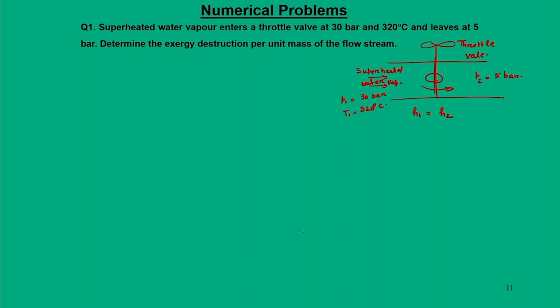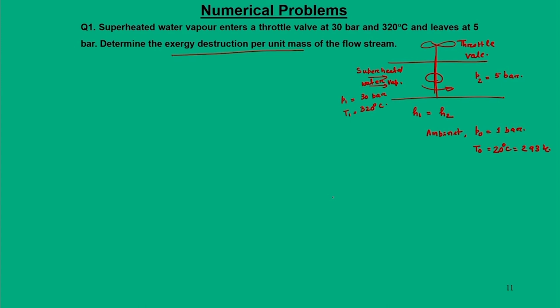Now, apart from that we can say the ambient or surrounding is at 1 bar and, let us say, 20 degree centigrade, 293 Kelvin. Now, our calculation requires the exergy destruction per unit mass of the flow stream.